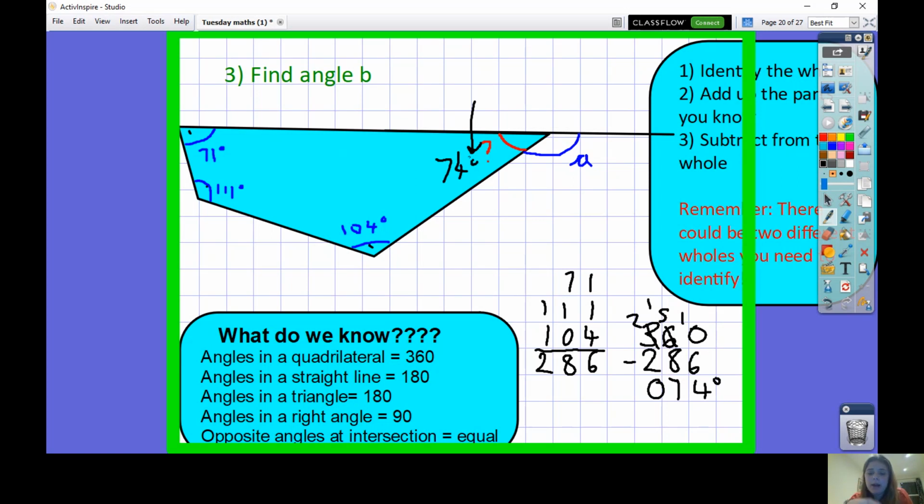If you didn't stop there, well done, because you were actually looking for angle A. What fact do you need to be able to solve that question there? What is angle A? Well done if you identified angles on a straight line. 180 degrees on a straight line. Take away the part you know, which is now 74. We've worked that out, and we're left with 106 degrees. Angle A was 106 degrees.